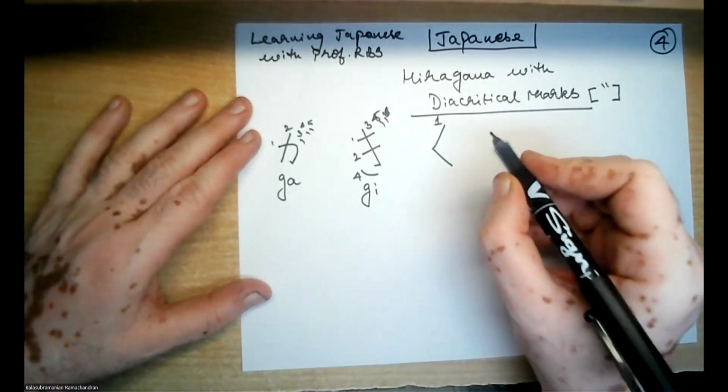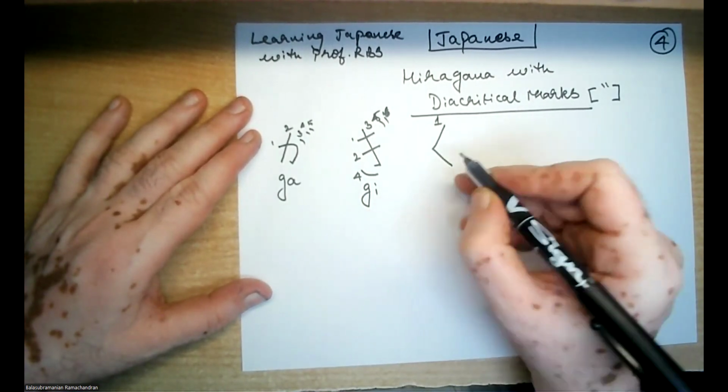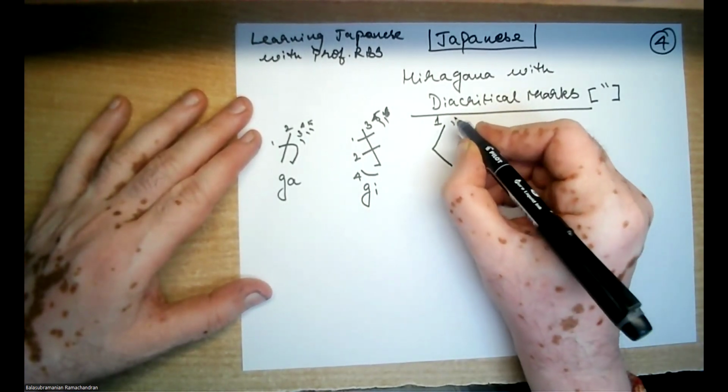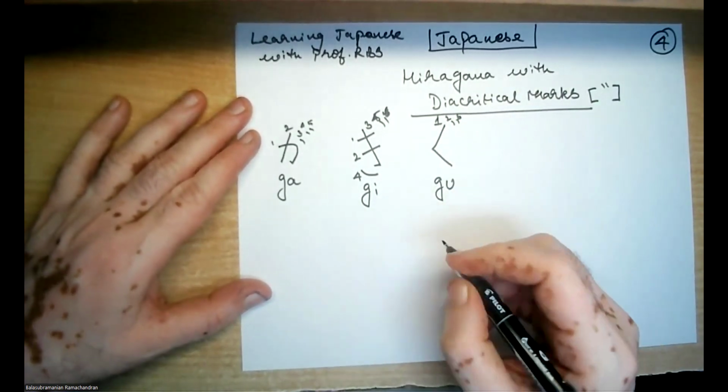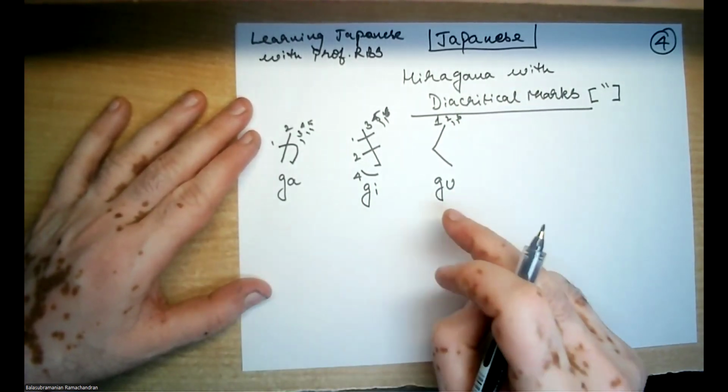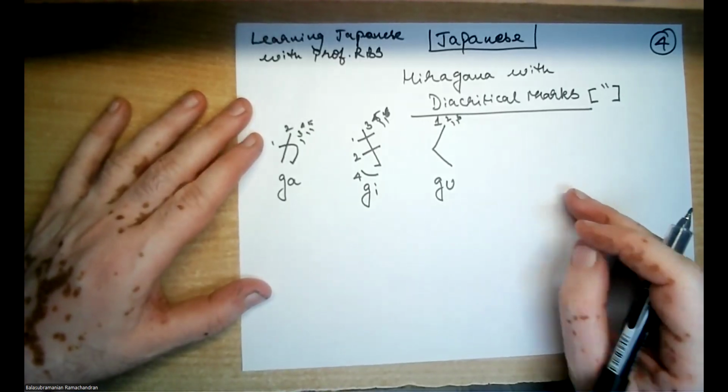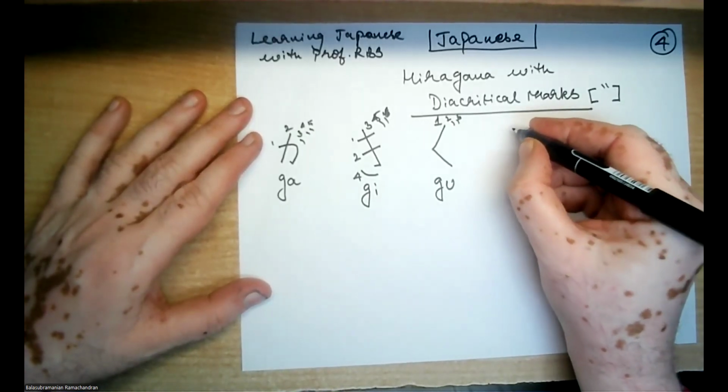Okay. Ga, gi, and we have here ku, and then you add the 2 diacritical marks, and you get gu. Okay. Ga, gi, gu. How do you write ge? First, write k, stroke 1.